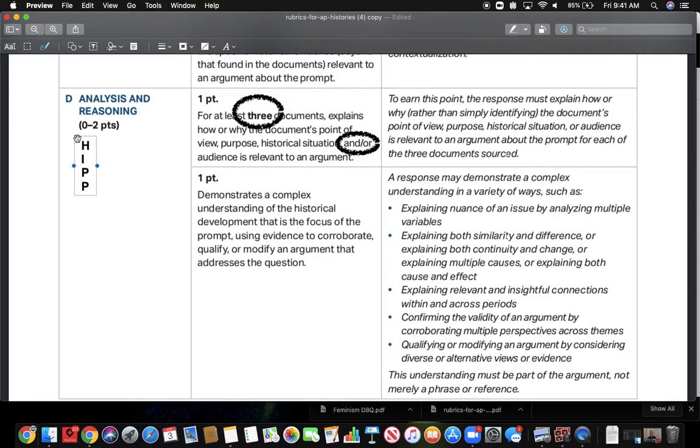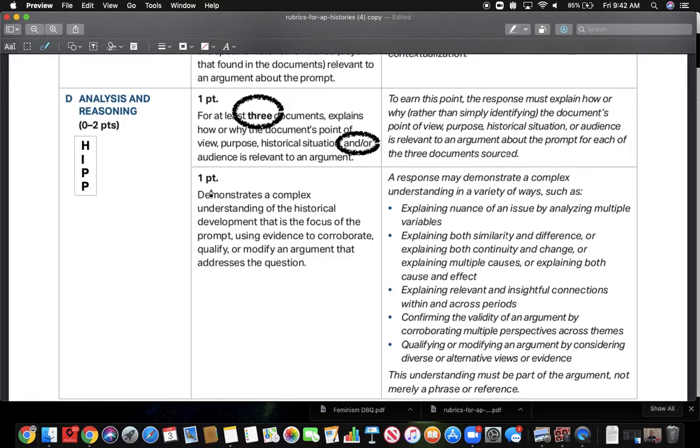So, ladies and gentlemen, again, you're going to be looking at the documents and trying to determine the historical context, the intended audience, the point of view, or the purpose for 3 of these documents. And you're going to explain how or why one of those things is relevant to your argument. Now we're going to practice this. This is probably the hardest part of the DBQ, but I also want you to notice that that's 1 point out of 7. But this is probably the hardest point to get on the document-based question.